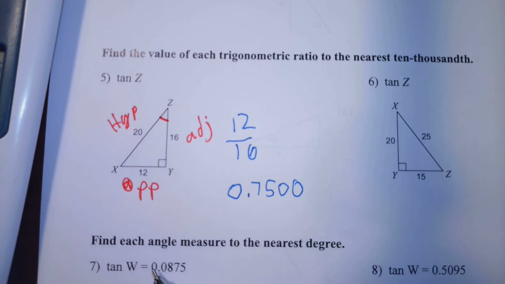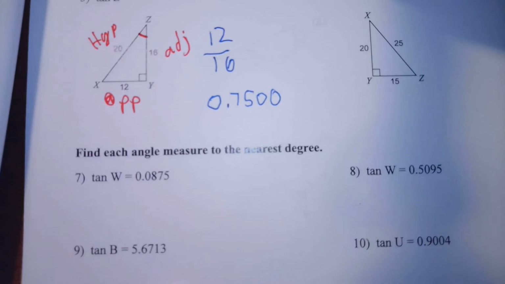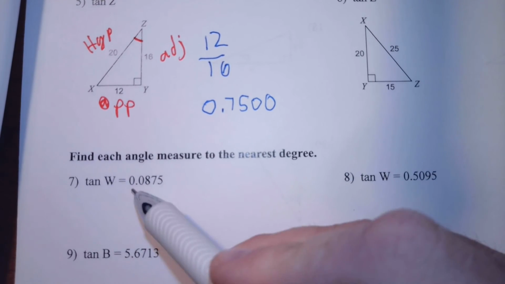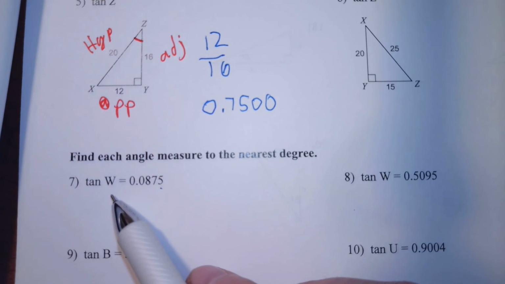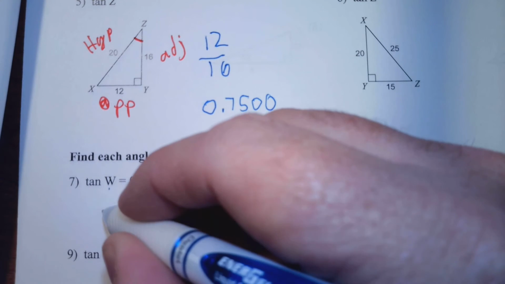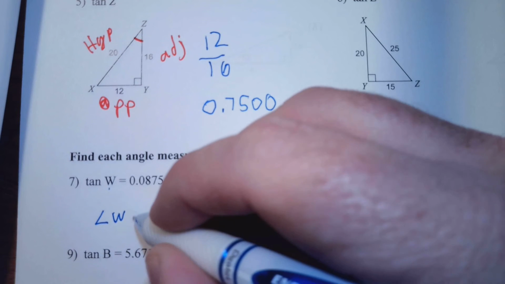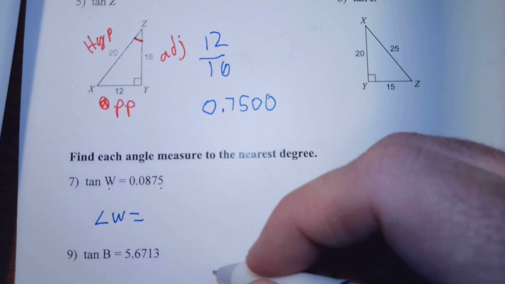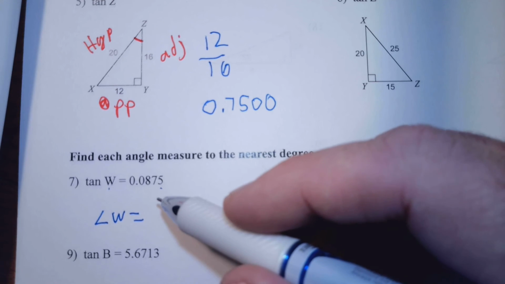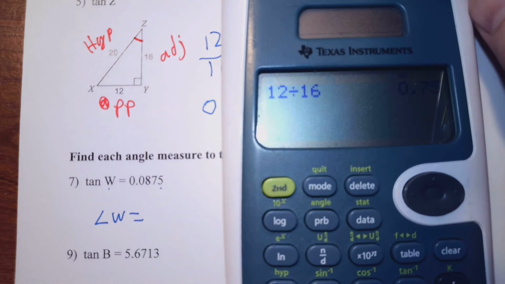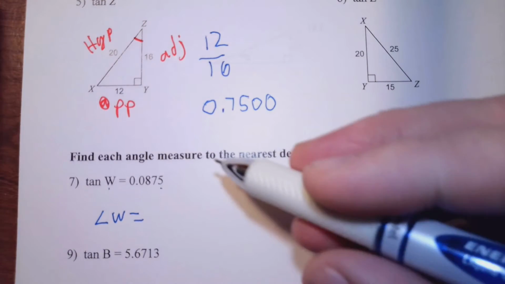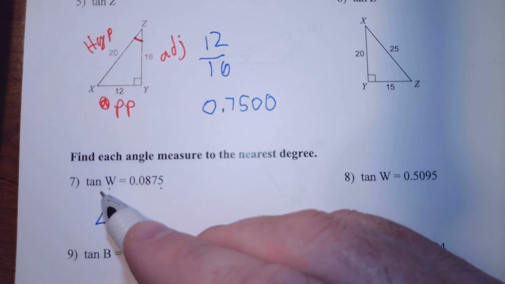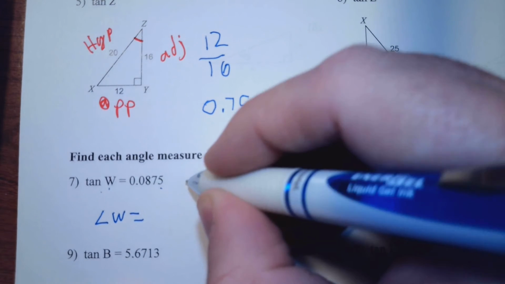Now move on. Find each angle measure to the nearest degree. We did not get to go over this in class at all. So this is basically the ratio, and I want to find what W equals, what the angle W equals in degrees. So this is just calculating. I'm going to look at my calculator. What I'm going to do is the inverse operation of tangent.